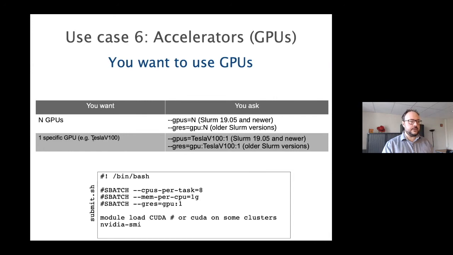Now a few words if you want to use accelerators. I mentioned accelerators a bit in the previous slides. The way to do this differs depending on the Slurm version. GPUs are considered in Slurm terminology GRES, so generic resources. If you have Gen5 or FPGAs, they are all types of generic resources.